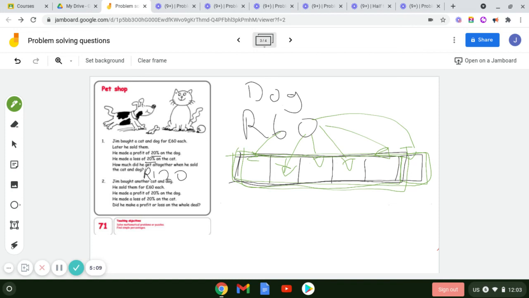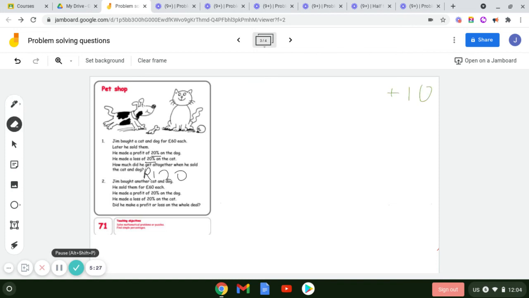So you divide 60 into 6 blocks, which gives us 10 Rand each. So 20% is 10 Rand. So we know that when he made a 20% profit on the dog, he actually made 10 Rand more. So the dog got him positive 10 Rand. So we'll just write that positive 10 there. All right, so he made positive 10 on the dog.